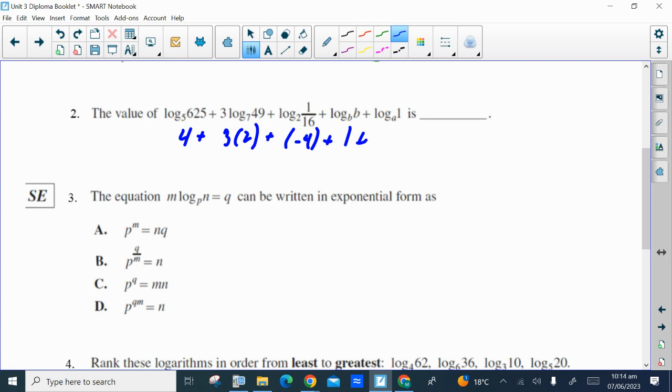Plus, the last term, log base a of 1, is asking a to what power is 1. The answer to that is 0. Anything to the power 0 equals 1. So the 4's cancel. You'll have 6 plus 1, which is 7, plus 0. The answer is 7.